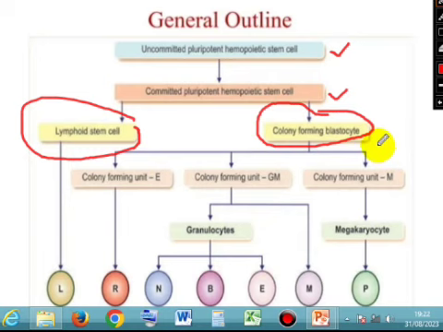The committed or active pluripotent stem cell differentiates into two kinds of cells. The first one is a lymphoid stem cell, and the second one is a colony-forming blastocyte. Number A is the lymphoid stem cell, and number B is the colony-forming blastocyte.